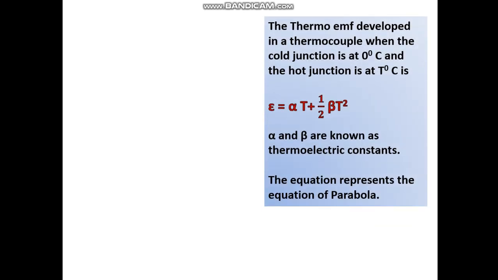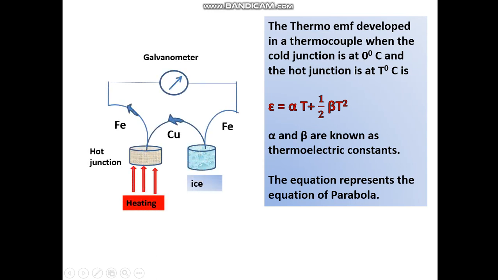The equations involved: the thermo EMF developed in a thermocouple when the cold junction is at 0 degrees Celsius and the hot junction at T degrees Celsius is epsilon equal to alpha T plus half beta T squared. Alpha and beta are known as thermoelectric constants. The equation represents the equation of a parabola. Another example of a thermocouple is a copper-iron junction. So that's it.